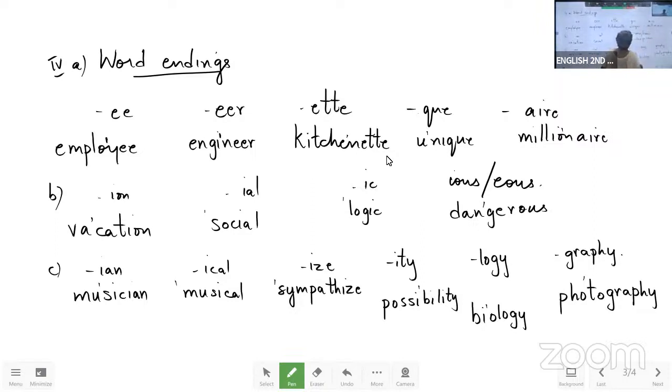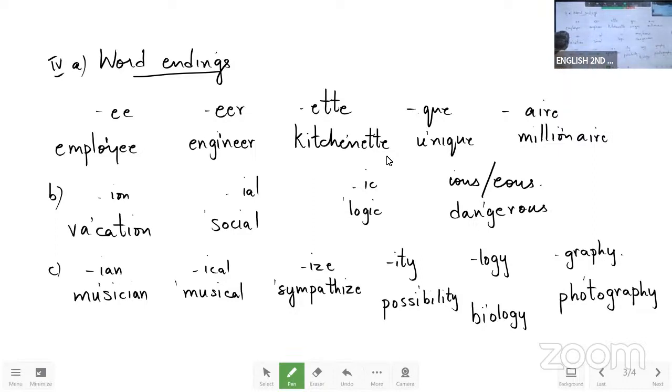Millionaire, before N. This is how you go about writing. The second are only four in number, and from the end, the stress is on the second syllable. Don't see the words like social is a disyllabic word, so it comes on the first syllable. While vacation is a trisyllabic word, that's why it is on the second syllable. Logic, again a disyllabic word, that's why it is on the first syllable. Dangerous is again a trisyllabic word, so it is on the second syllable.